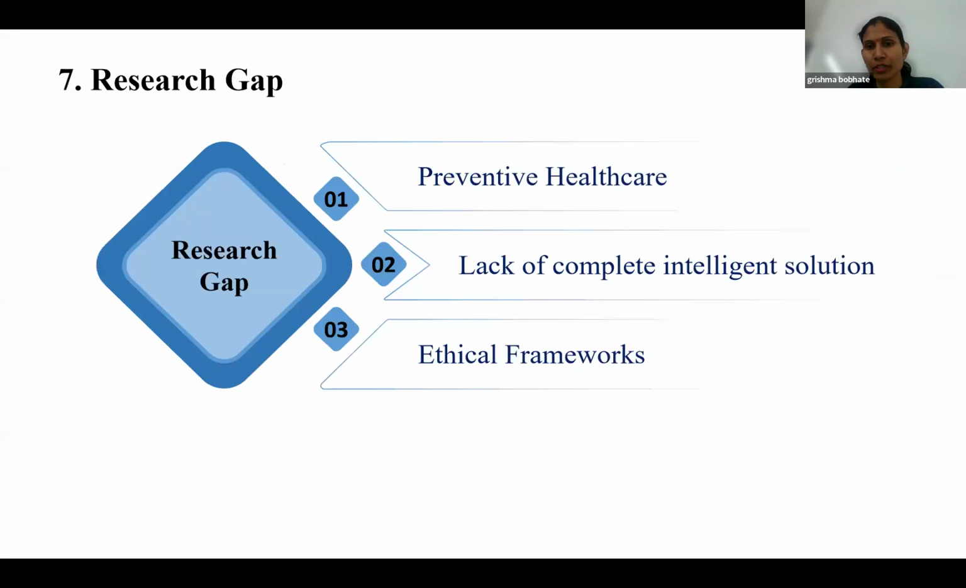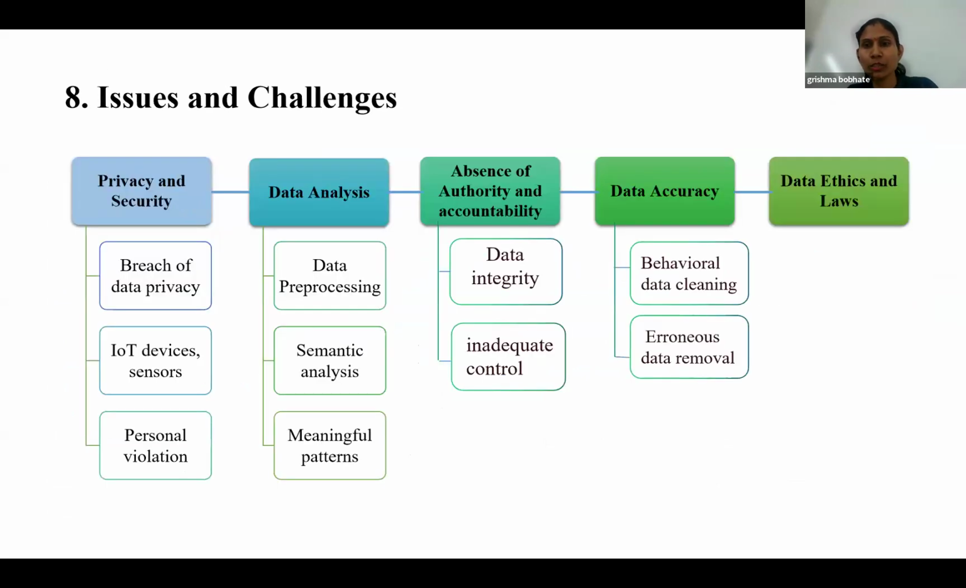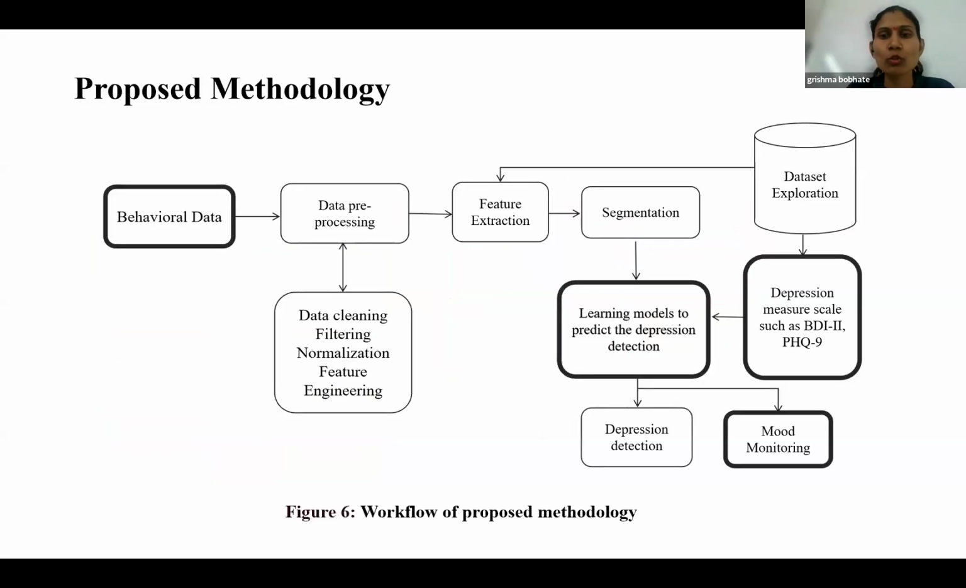So these are the gaps which were found. Next are the issues and challenges: privacy and security, data analysis, absence of authority, data integrity, accuracy, and data ethics and law. My perspective of the proposed methodology is this circle, where I am mainly circulating the points: my behavioral data learning model and the depression scale, BDI to PHQ.